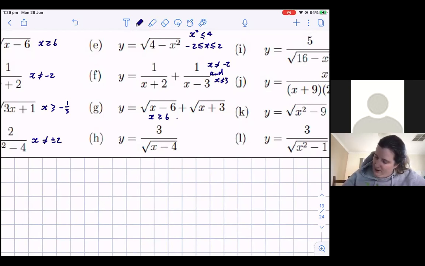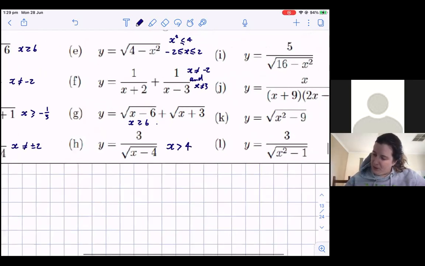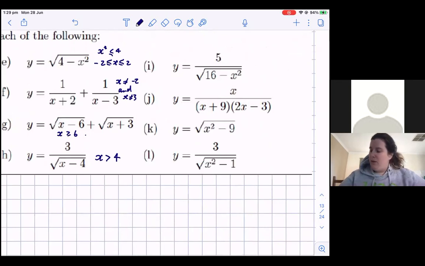This one, we don't want the bottom to be 0, and we don't want it to be a negative, so x has to be bigger than 4, but it can't be bigger than or equal to 4. If it was equal to 4, then we would have a 0 on the bottom. This one, we just need x squared to come out as something less than 16, so it has to be between negative 4 and 4. Cannot equal those, because then the bottom will come out as 0.